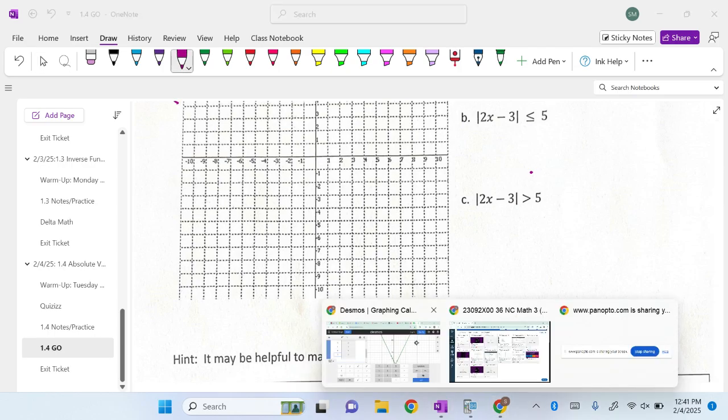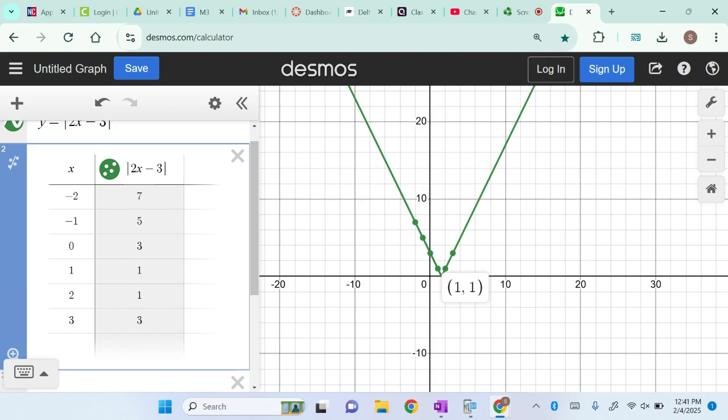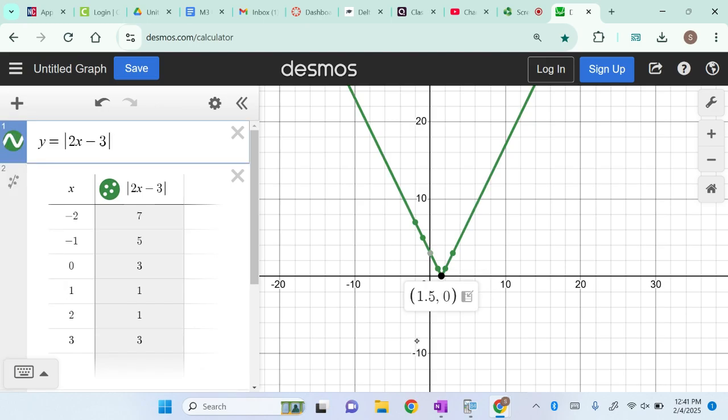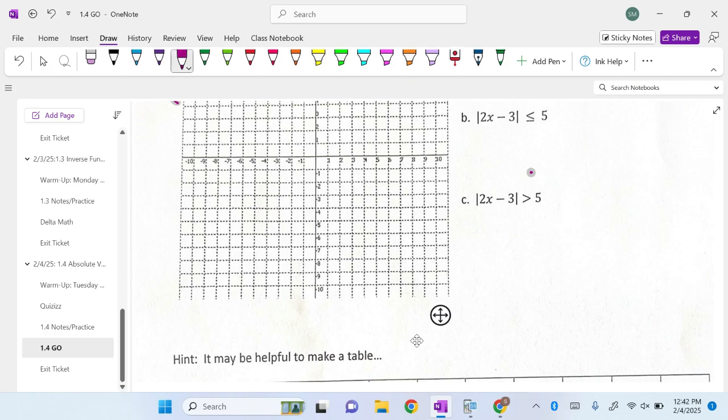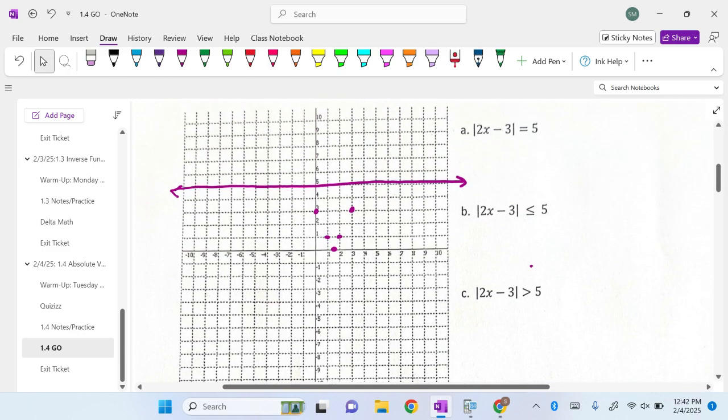Now, I also want to grab the vertex of the absolute value from the graph, which is probably not a pretty vertex. It's 1.50. So that's the very bottom of that graph. So I'm going to do 1.50 as the vertex of the graph, and then I'm going to graph my other points. So take a minute and just graph those other points.